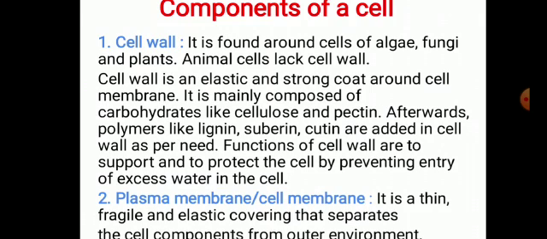Functions of cell wall are to support and to protect the cell by preventing entry of excess water in the cell. Structure of cell wall, it is elastic and it forms a strong coat. It is composed of carbohydrate like cellulose and pectin. Polymers like lignin, suberin and cutin are added as per the need. What is the function of cell wall? To support, to protect the cell, to prevent the entry of excess water in the cell. Understood?